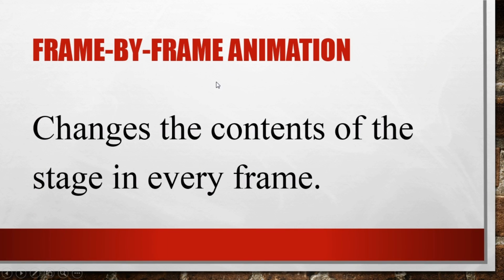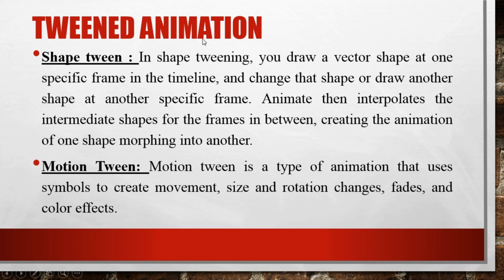So after the frame by frame animation, we have the tweened animation. What does tweened animation mean? Now you will not create contents in each frame. Now there is a difference between the first frame, 40th frame, 60th frame, 80th frame, and the in-between frames are automatically filled by this option. Okay, so there are actually two types of tweened animation. One is the shape tween and the second one is the motion tween. The first one is shape tween.